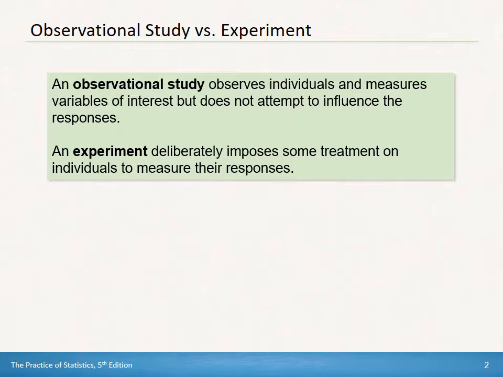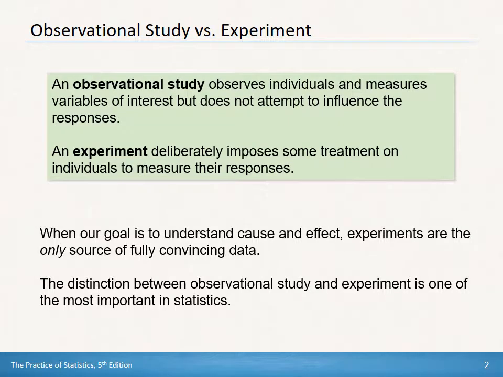We're going to focus mostly on experiments in this class because we can control experiments much better than we can observational studies, and we want to have the best data possible. So we need to be able to control all the variables that we can. If our goal is to understand cause and effect, an experiment is the only source that we can use for convincing data. Observational studies do not prove cause and effect. The biggest thing in this class is to know the difference between an observational study and an experiment. If I am imposing a treatment, that is an experiment.